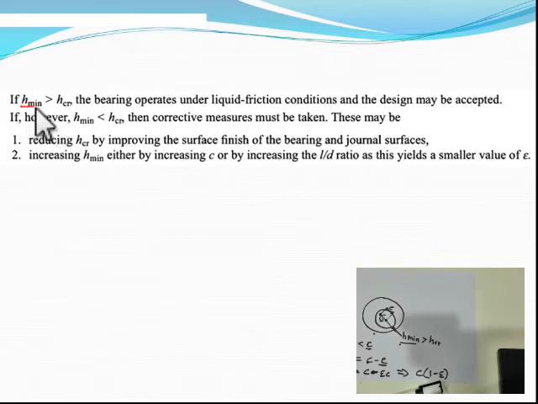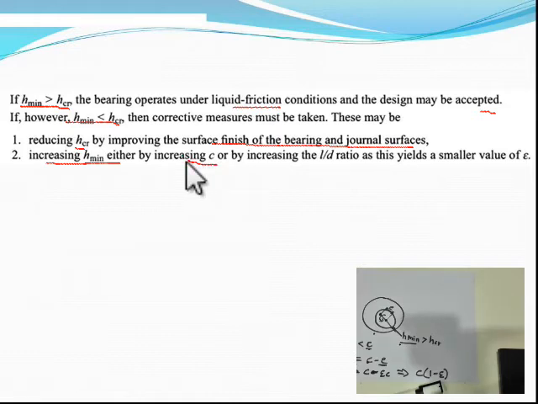Okay, so once this H minimum is obtained, there are only two possibilities, and the two possibilities are this. One is H min can be greater than HCR, then the bearing operates under liquid friction and the design can be accepted. However, if H min is less than HCR, then we have to again take an iteration of design. Now what can be done? There are two possibilities. You choose a better material, that means you reduce the HCR by improving the surface finish of the bearing and the journal surfaces. That is one option.